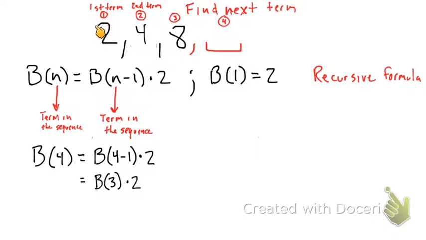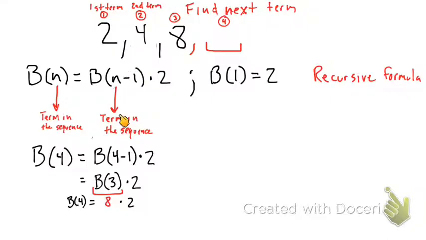So it's basically saying, look at your sequence B. This is my sequence B. And I want you to replace this entire thing here with the third term in my sequence. If you look, the third term in my sequence is 8. So this entire thing gets replaced by 8. Now we bring down the rest of the formula, times 2, and we're still finding the fourth term.